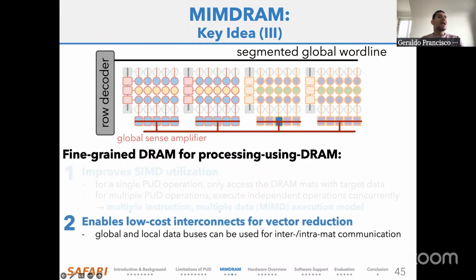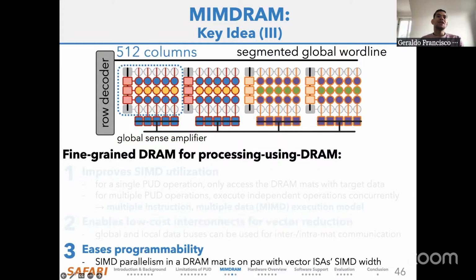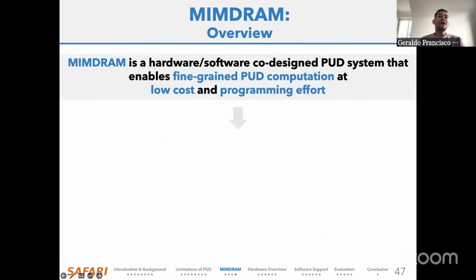Second, we can leverage the global and local data buses that connect DRAM matrices to move data within and across DRAM matrices, allowing vector reduction operations. Third, since the number of DRAM rows in a single DRAM matrix is on par with the number of SIMD lanes in vector instruction set architectures, we can ease process using DRAM programmability by leveraging current compiler infrastructures for such instruction set architectures. Based on that, we propose MIMDRAM, a hardware software co-design process using DRAM architecture that enables fine-grained process using DRAM computation at low cost and low programming effort.